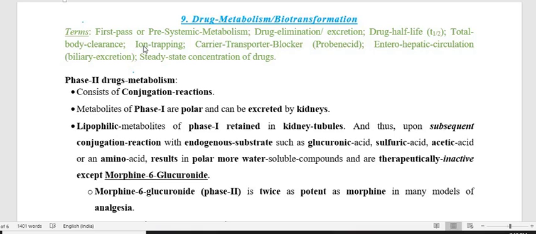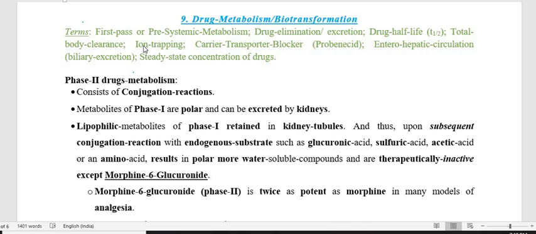So let us start the ninth class. In this we are going to continue the drug metabolism. In the earlier class we discussed drug metabolism, particularly the phase 1 drug metabolism.